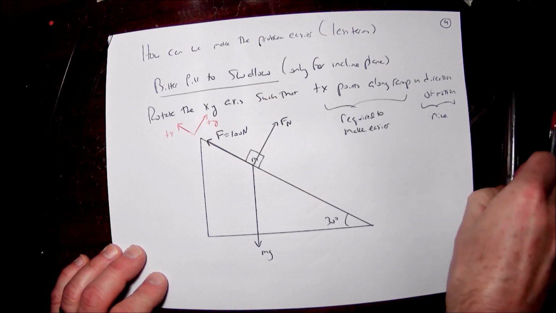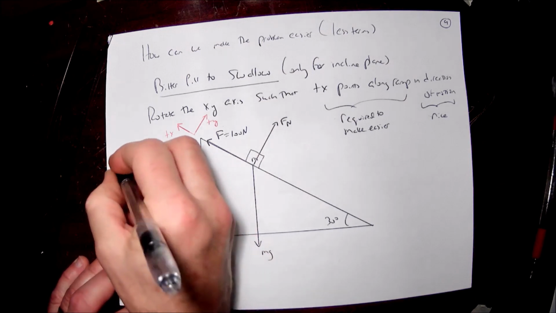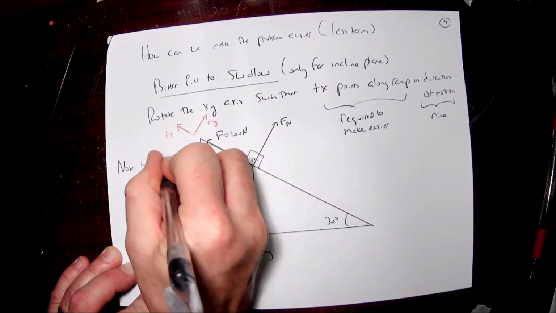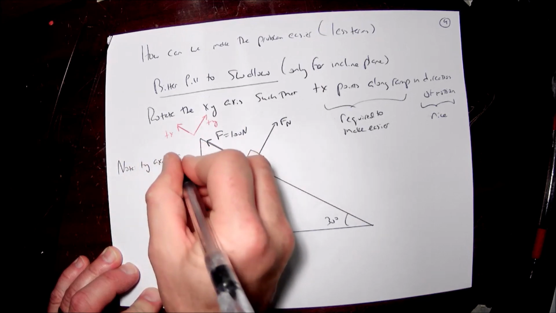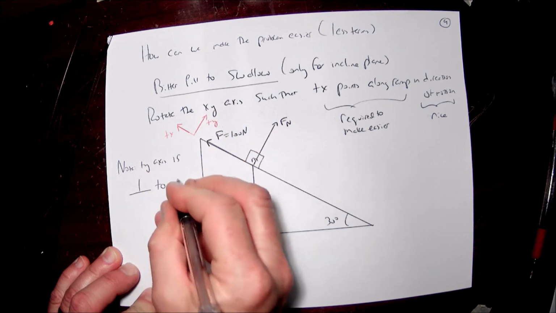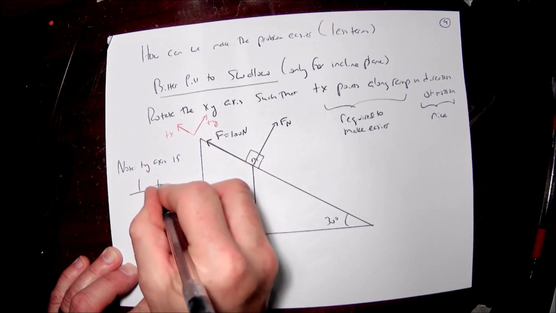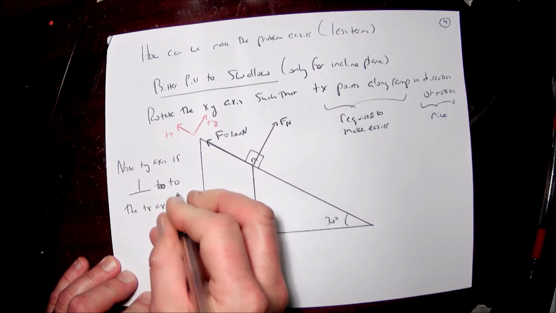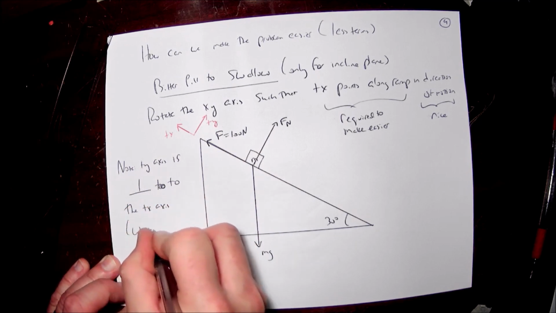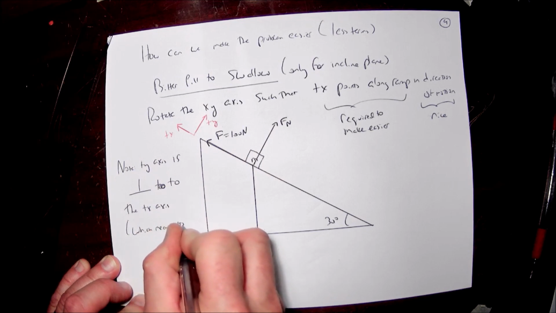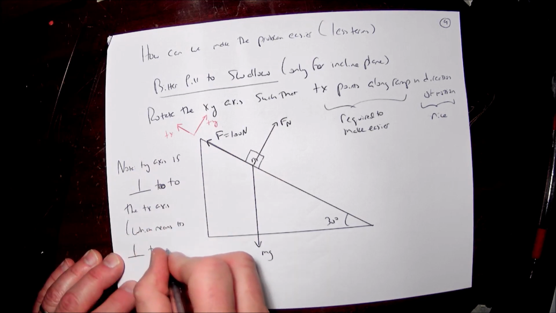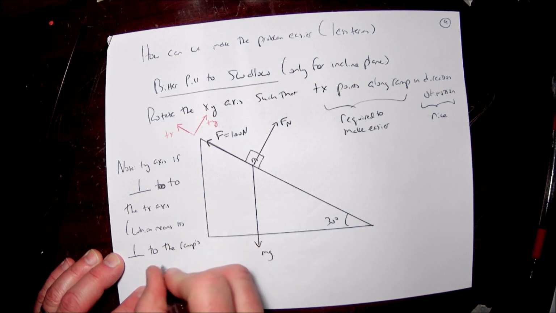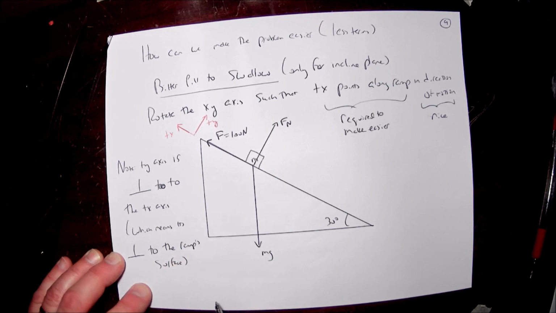All right, and I can't illustrate this enough. I just want to make the point: note the positive y-axis is perpendicular to the positive x-axis, which means it's perpendicular to the ramp's surface. And that's what we're gunning for.